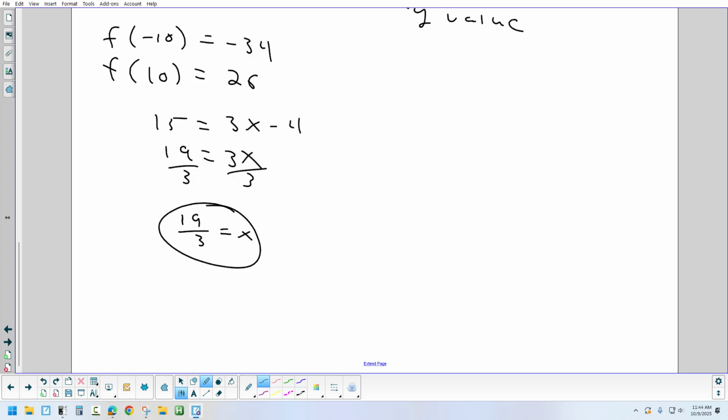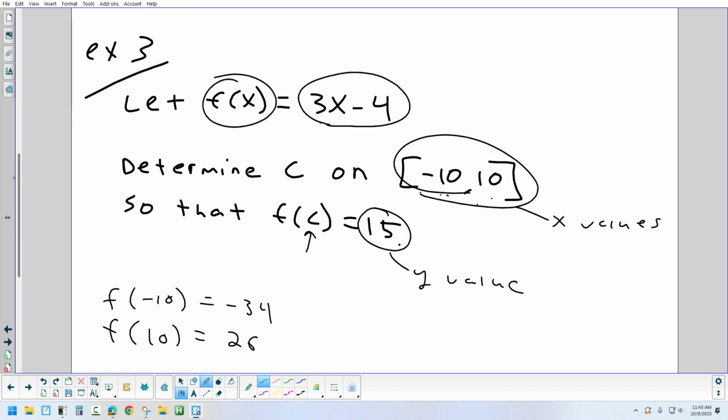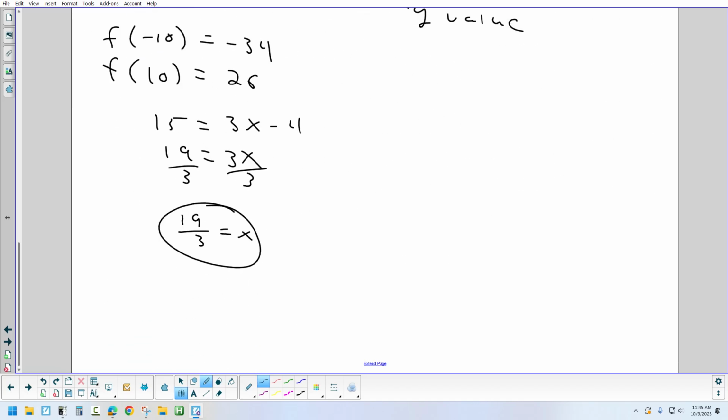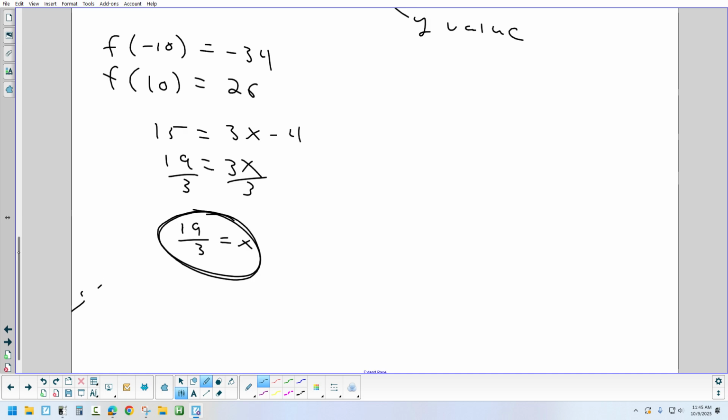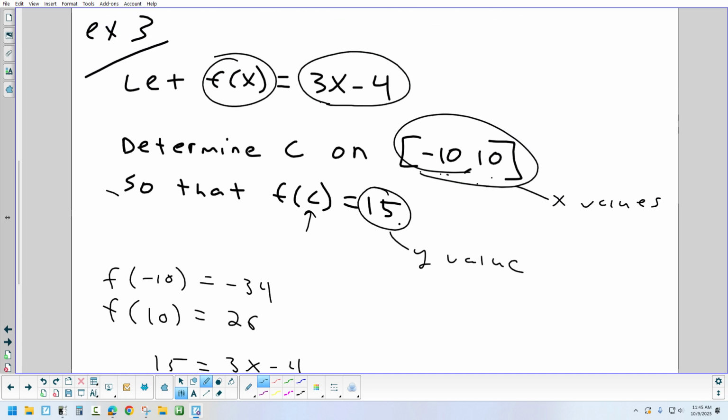Is 19 thirds between -10 and 10? Yeah, it's like 6 and a third. So yes, it's between negative 10 and 10. But figuring out this number wasn't really that important. This was the important part: understanding why you have to go through the number 15 between negative 10 and 10.